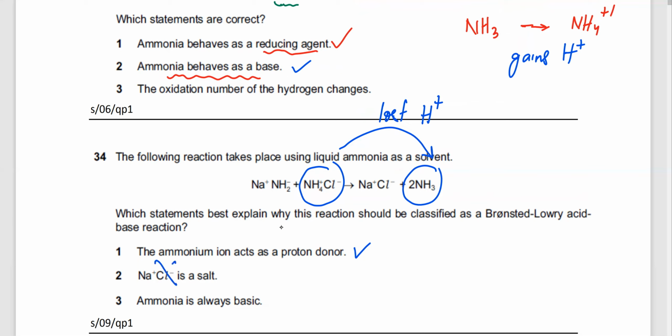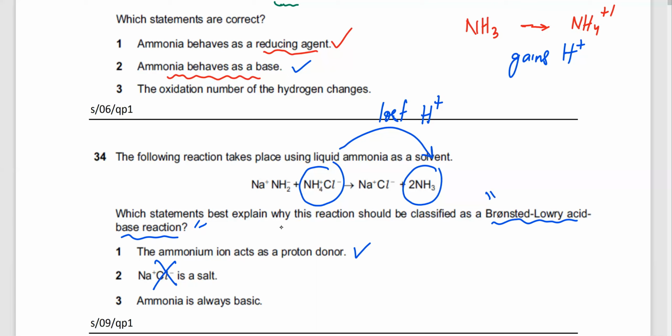NaCl is a salt. Remember, Bronsted-Lowry acid-base reaction has no concept of a salt. It's just that an acid is going to produce an H+ and a base is going to accept an H+. So NaCl is definitely a salt, but that has nothing to do with Bronsted-Lowry acid-base theory, and it does not guarantee that it's a Bronsted-Lowry acid-base reaction. Okay? Is this clear? Okay, Minal, is this clear? Ethan, is this clear? Yes.